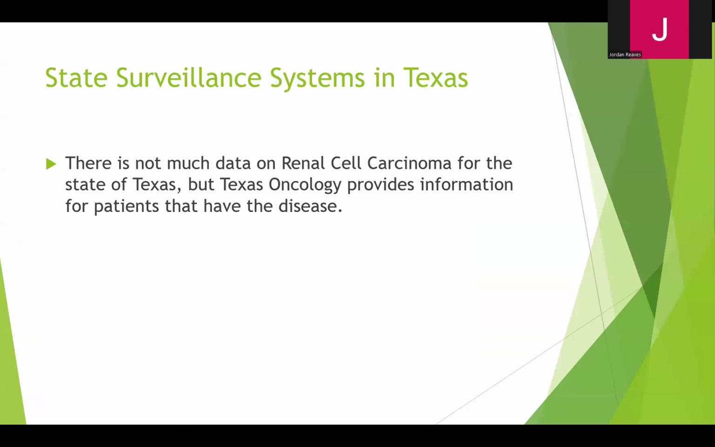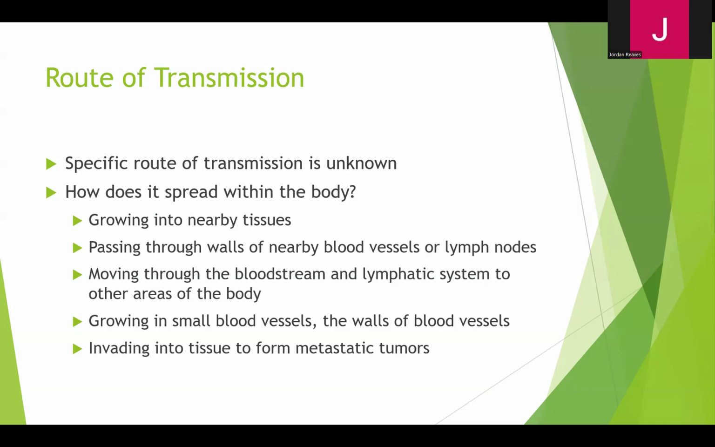So for state surveillance systems in Texas, there's really not much data for renal cell carcinoma, but Texas Oncology provides a lot of information for patients that have the disease. So they explain the different stages, so 1, 2, 3, 4, all the way up to the metastatic level. Talk about prognosis, diagnosis, and different levels of treatment to really ease the anxiety about this disease because it is so new. So that is very helpful. Hopefully the state works towards having more surveillance systems because it is pretty prominent in the United States.